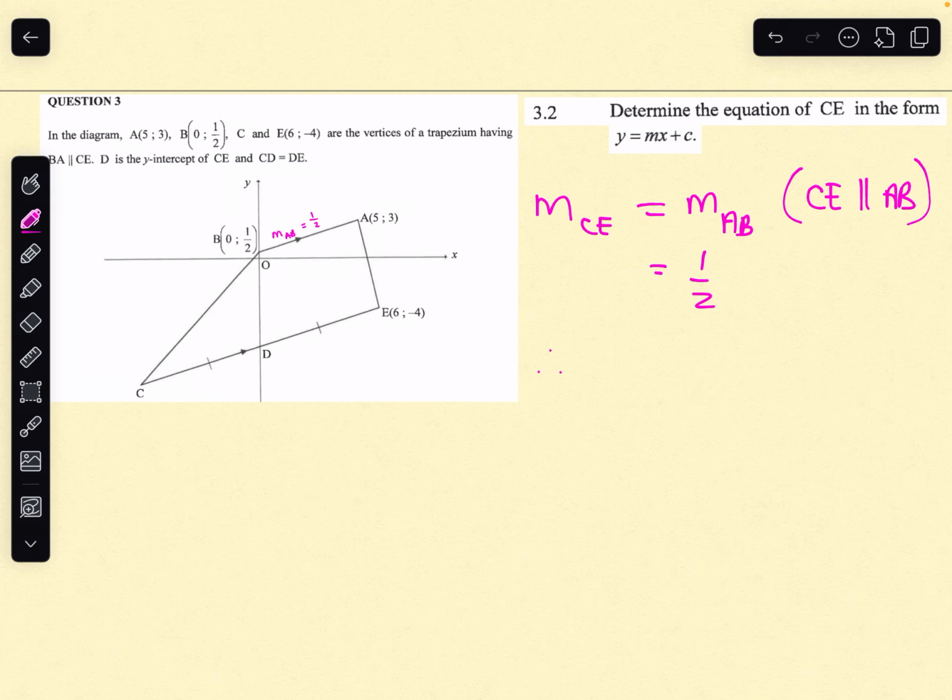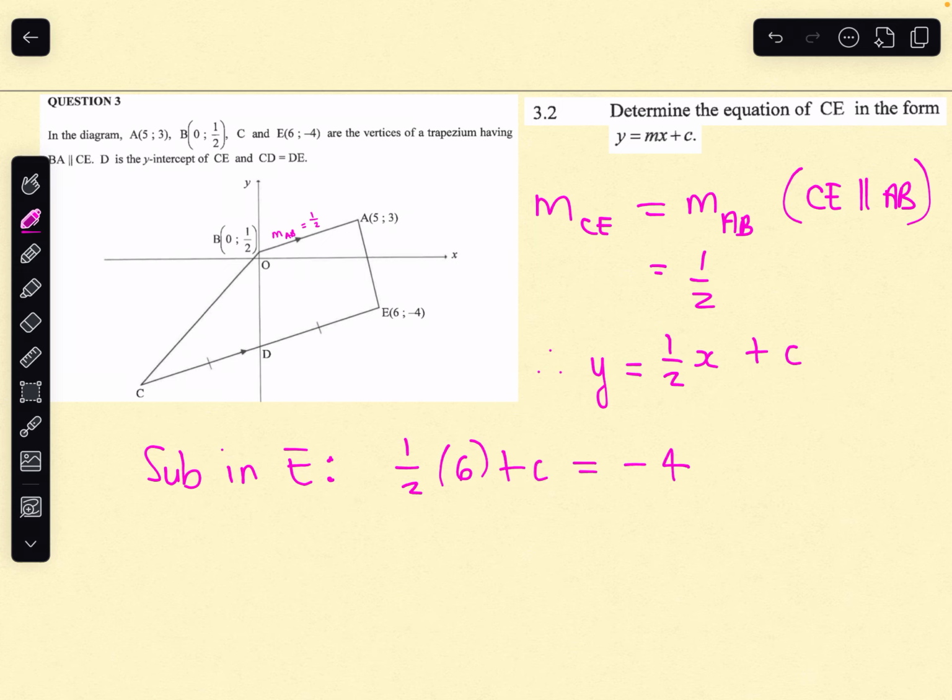Okay, so therefore we know that y is equal to a half x plus c. And then we also know that when x is equal to 6, y is equal to minus 4. So we can use that to figure out c. So when x is equal to 6, y is equal to minus 4, so we have 3 plus c is equal to minus 4. So c is equal to minus 4 minus 3, which is equal to minus 7. And so we have y is equal to a half x minus 7.